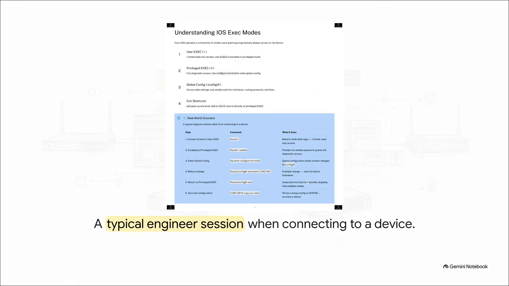Let's look at a typical engineer session flow. You're starting from that initial connection in user exec, escalating your privileges with the enable command, entering global config with configure terminal, making a simple hostname change, and finally dropping back out to save your configuration with copy run start. Honestly, this is the core loop of practically every single session you're going to have.